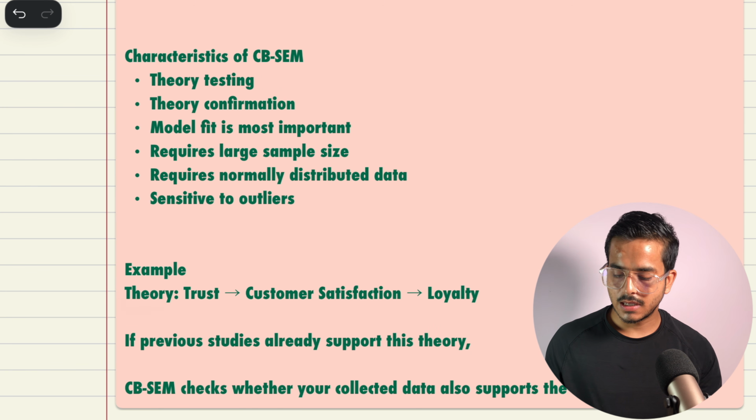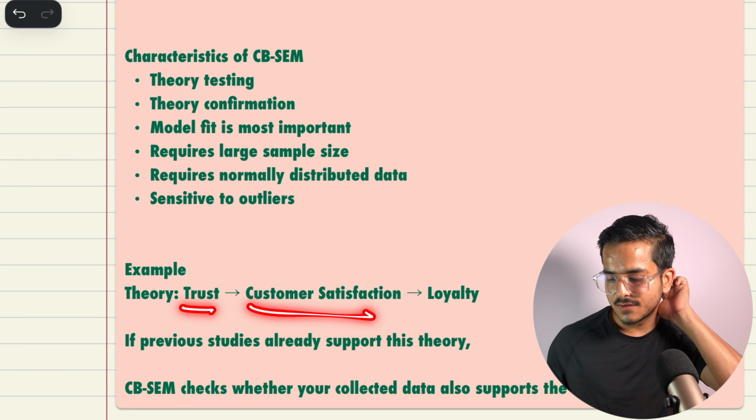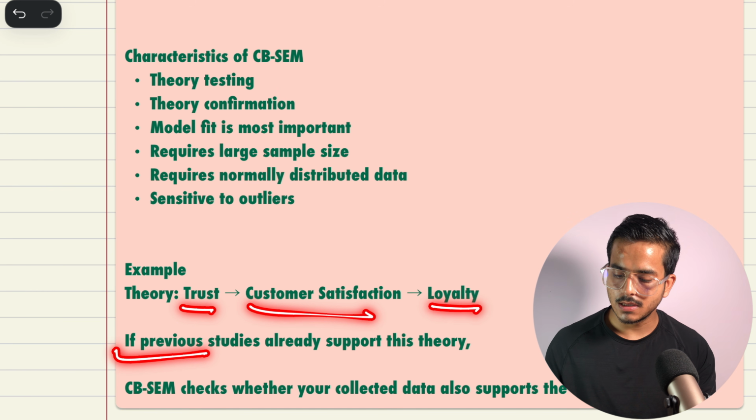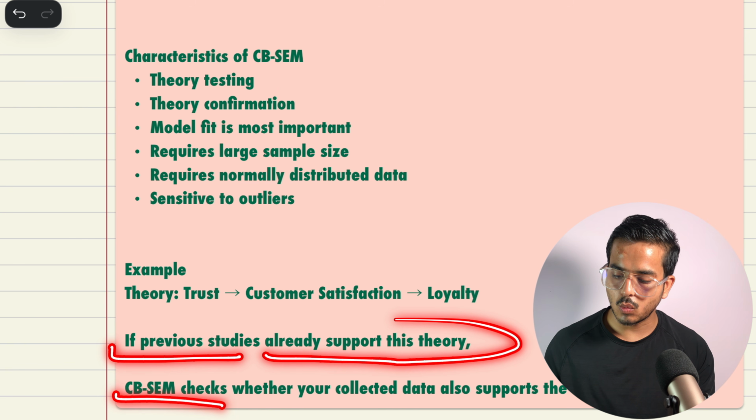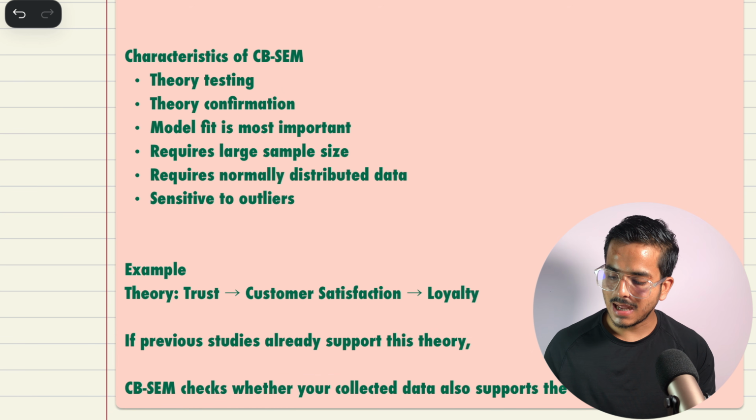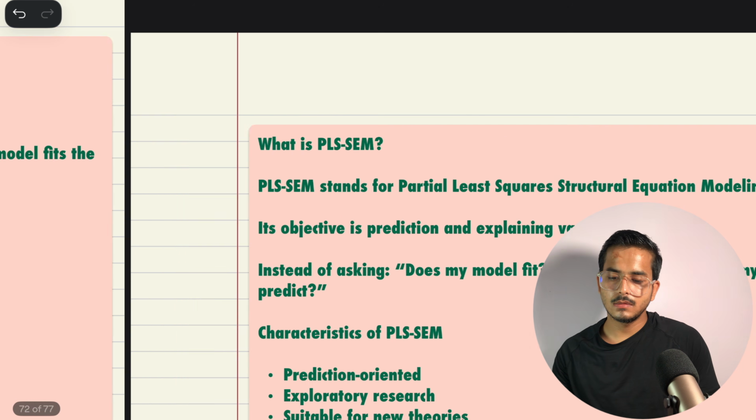Take the theory of trust, customer satisfaction, and loyalty. If previous studies already support this theory, CB-SEM checks whether your collected data also supports the same theory or not.